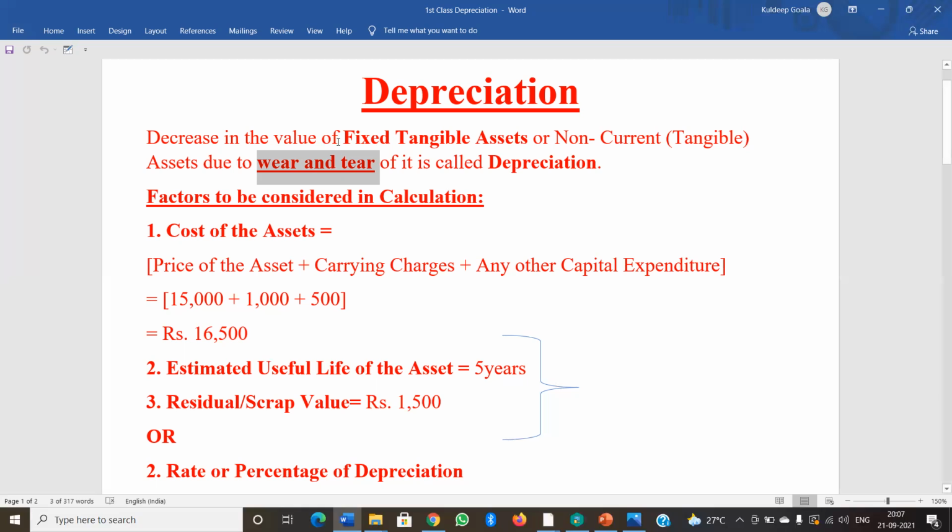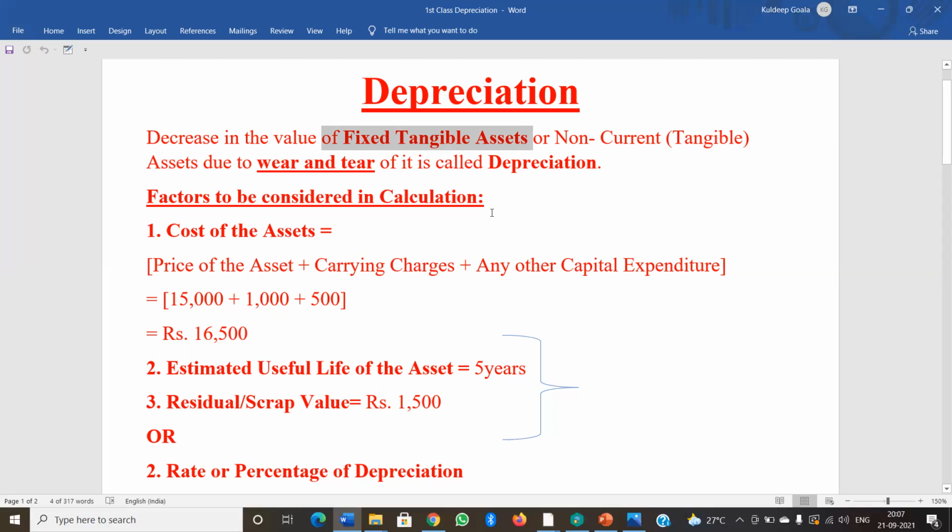I want to repeat, remember, depreciation is not applicable in case of intangible assets. For intangible assets, we call it amortization. Decrease in the value of intangible assets, we call amortization. But decrease in the value of fixed tangible assets like building, furniture, machinery, all these things, we call depreciation. And why is there a decrease in the value of the asset? Because of wear and tear. Clear?